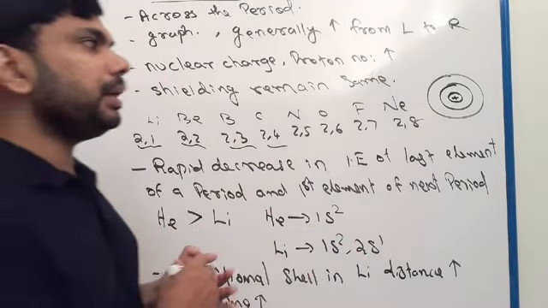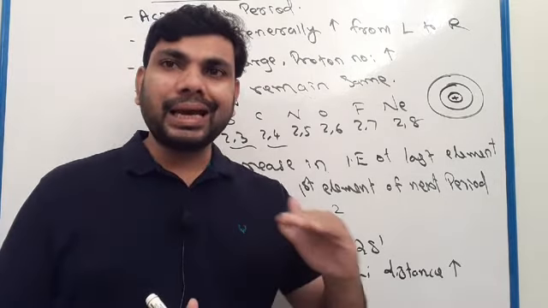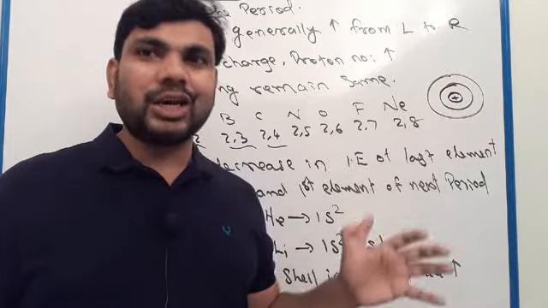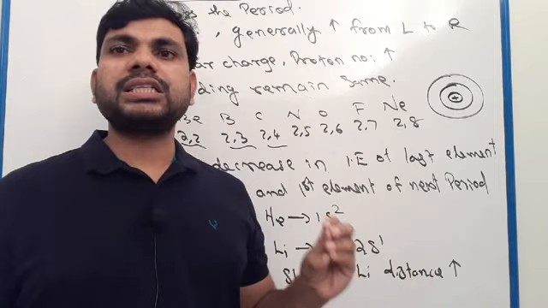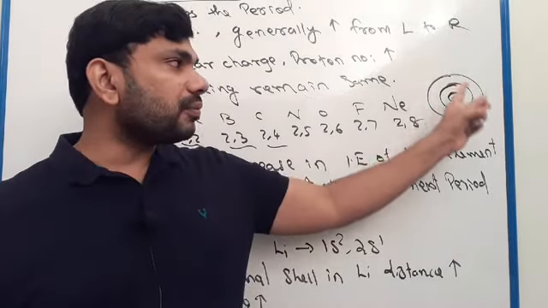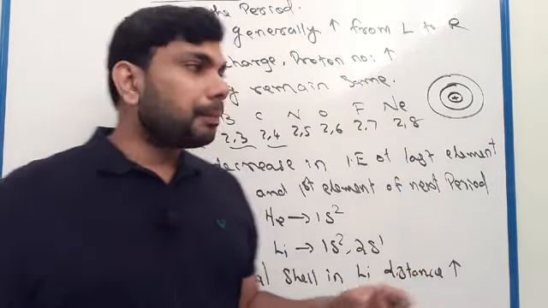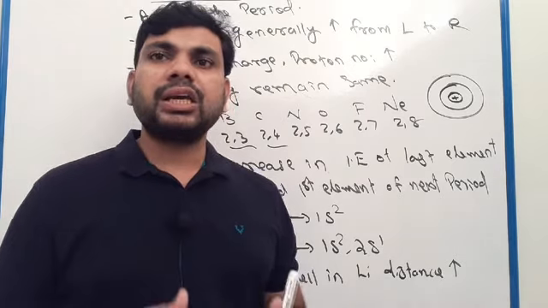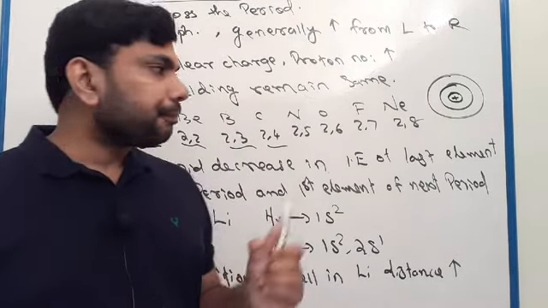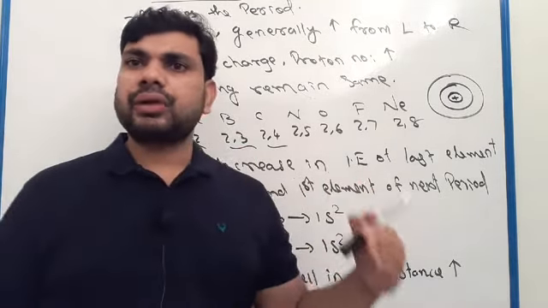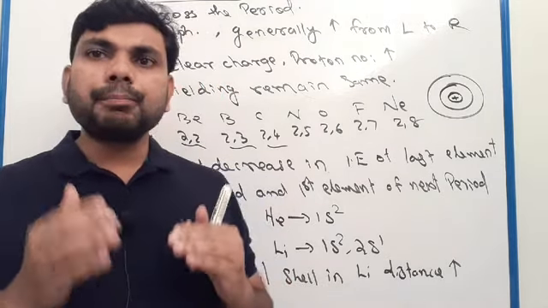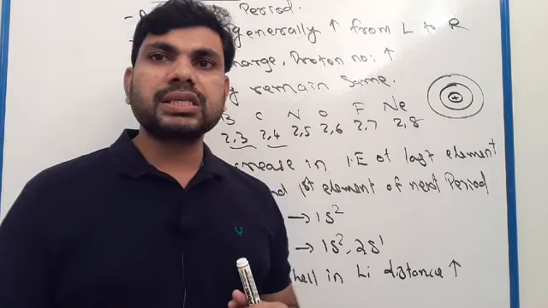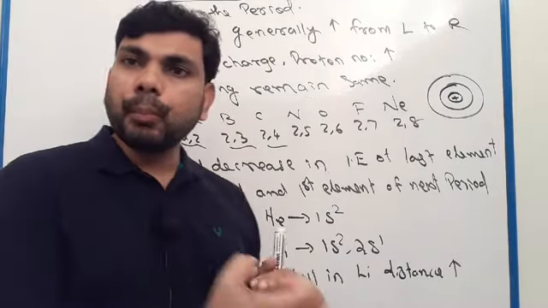Shielding means inner electrons make a barrier between the attraction of the nucleus and the outer shell electrons. This barrier is shielding. If there are more inner electrons, there is more shielding. But in this case the number of inner electrons remains constant, so shielding remains constant, but the number of protons increases from left to right. The number of protons increases, effective nuclear charge increases, so the nucleus attracts outer shell electrons more effectively.